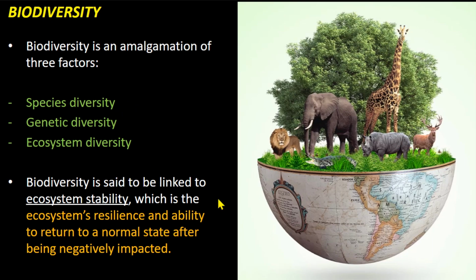Biodiversity is said to be linked with ecosystem stability. Ecosystem stability is the ecosystem's resilience and ability to return to a normal state after being negatively impacted. Let's say, for example, you have a flood or a hurricane and the ecosystem is devastated in some way. If the ecosystem was stable before, it would return to its usual state in a short amount of time.